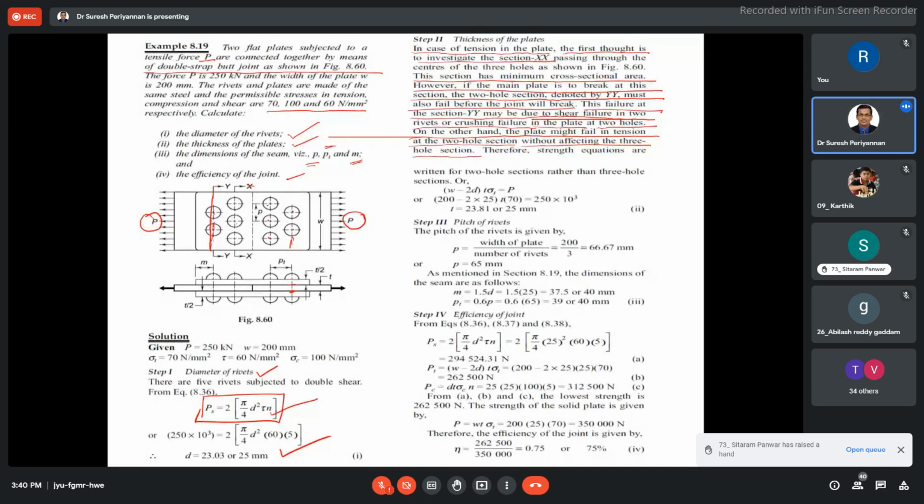Without affecting the third hole section. Whatever I told you, this XX, YY section is going to have the first failure. The first failure may occur in the XX section, or it is going to occur in the YY section. But even though, now the strength equation we are considering is for the two hole section rather than the three hole section. Now (W minus 2D) into T into P, this is the tensile.